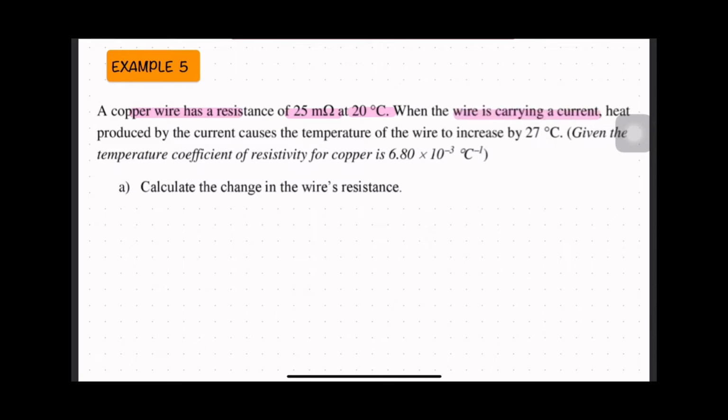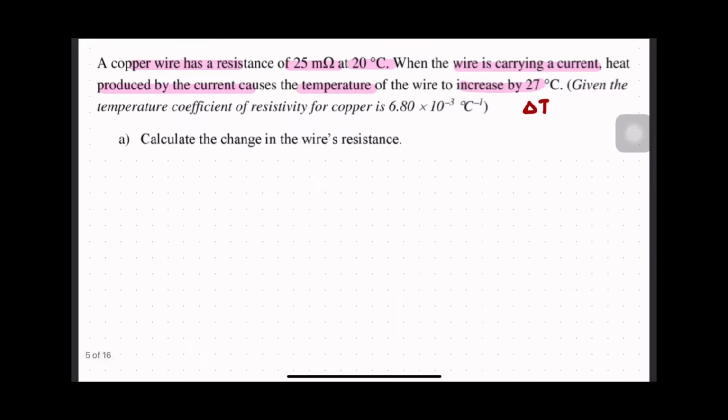When the wire is carrying a current, heat produced by the current causes the temperature of the wire increase by 27. Bila kata increase by 27, ini sebenarnya adalah change of temperature. Kalau dia kata increase to 27, maksudnya daripada 20 kepada 27. Macam tu. Kalau dia kata increase by 27 means peningkatan dia sebanyak 27. Jadi itu adalah perubahan dia, perubahan temperature.